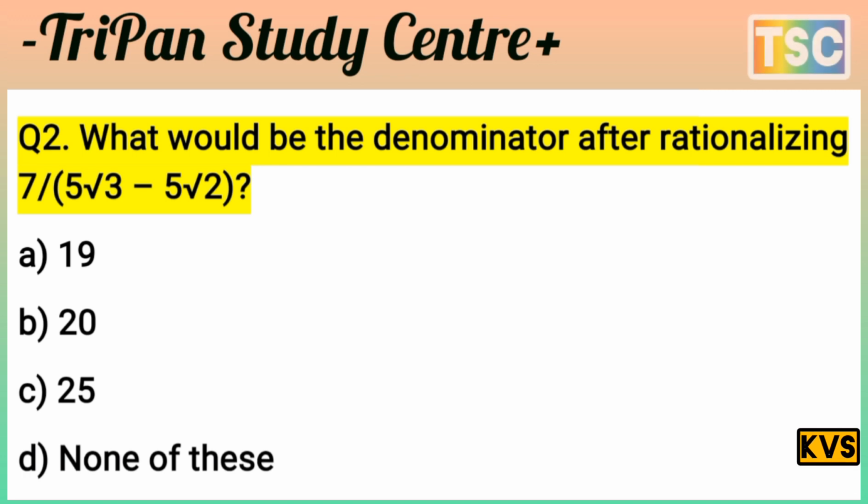The question: what should be the denominator after rationalizing 7 upon (5 root 3 minus 5 root 2)? That's important. Solve it in your notebook first and check your answer. The options are A, 19; B, 20; C, 25; D, none of these.